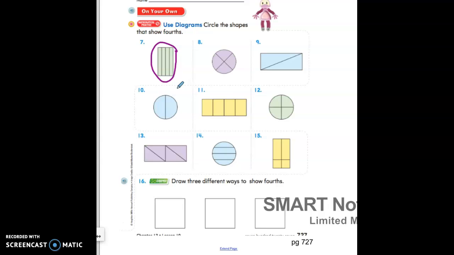What I want you to do is continue the rest of these on page 727 by yourself. I want you to complete all of these and decide, does it have 4 equal parts? And are all the parts the same size? If you say yes to both of those, then you can circle the shape. For number 16, it says draw 3 different ways to show fourths. Remember, you can look up here to give you some examples for some help.